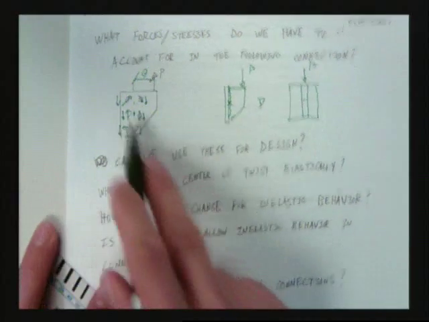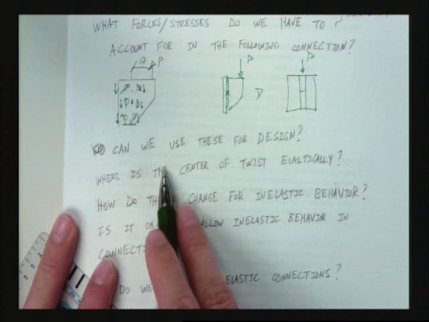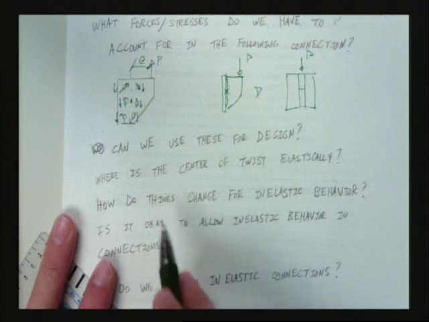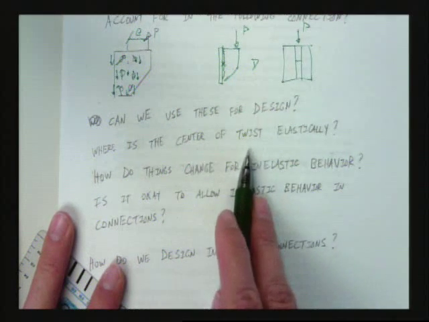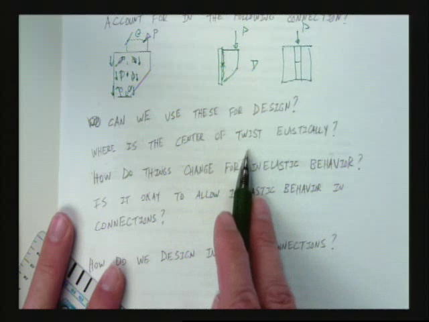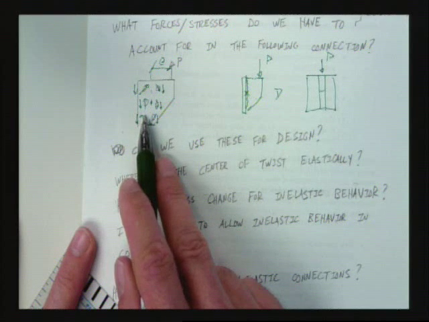Okay, so can we use these resultants directly for design? Yes, we can. And that's called an elastic design. And I say, hey, where is the center of twist? Remember, for elastic. Where's the center of twist going to be for a connection like this? Does anyone remember? What is the center of twist? What does that mean?